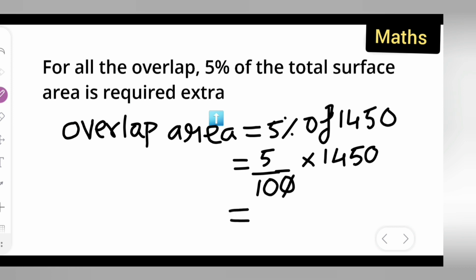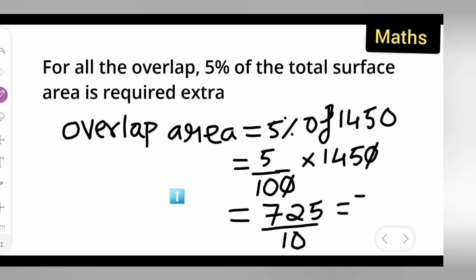Here 10 will get cancelled. You all have to multiply this first. 5 multiplied by 145, you will get 725. Okay, 725 upon 10. Okay, the decimal point will come over here. 72.5 centimeter square.